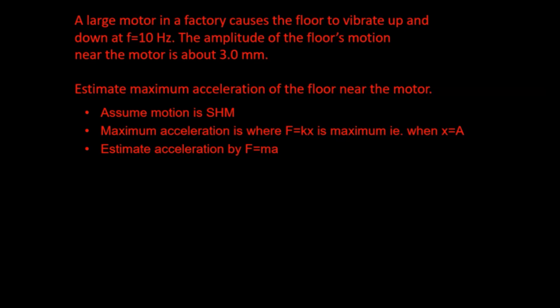So let's estimate the maximum acceleration of the floor near the motor, and we'll assume that motion is simple harmonic, the simplest thing we can do, and that the maximum acceleration is where F equals kx is a maximum, so where x is equal to the amplitude. And we'll use the acceleration from F equals ma. This means we can say a max is equal to F over m. F is equal to kA, so we can substitute in all of our standard definitions, which will equal k over m times A.